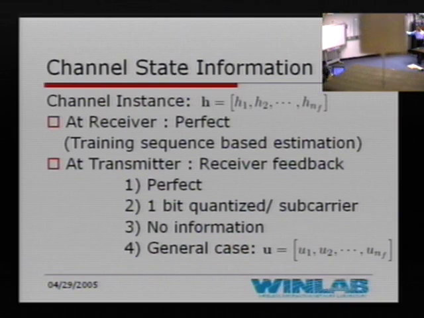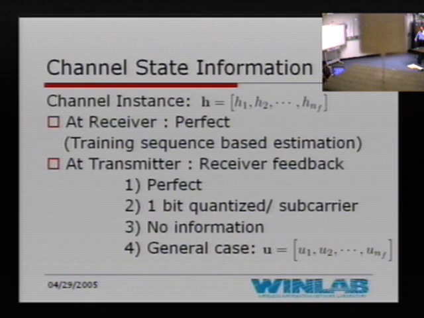Initially we assume that the transmitter has perfect channel state information, possibly due to some receiver feedback. And then we take out this assumption. The feedback could be erroneous, there could be delay in the feedback loop. So we assume that the transmitter just knows whether the channel is above or below a threshold. This we call 1-bit quantized. I will talk about this later.